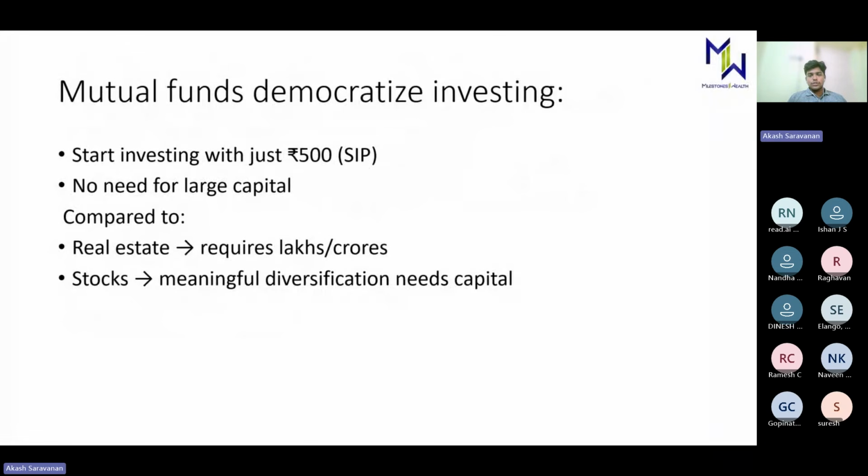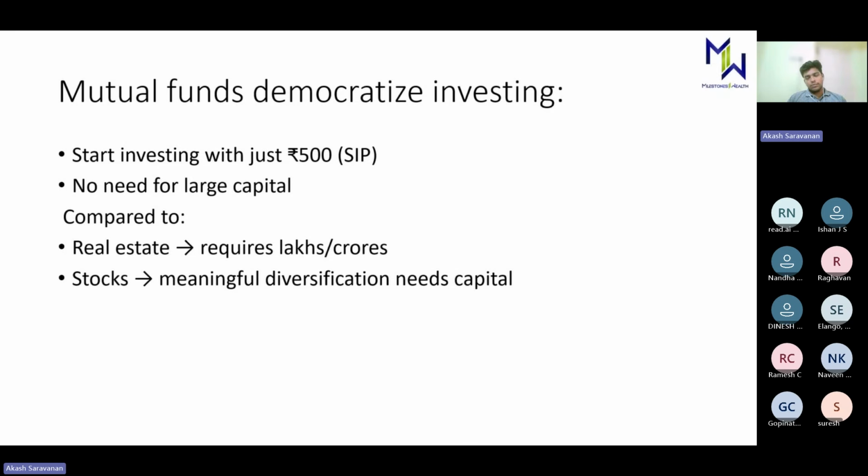So the second thing and the most important thing is mutual funds actually democratize investing. Because a few decades back, in terms of direct equity investing, you needed a large sum of capital, and things were not like now, where you can instantly open a demat account in minutes. You needed to approach a broker, and you needed quite a good sum of money to get started.